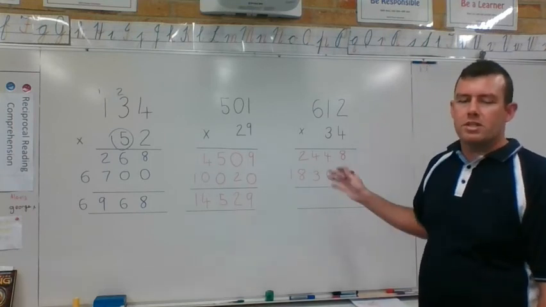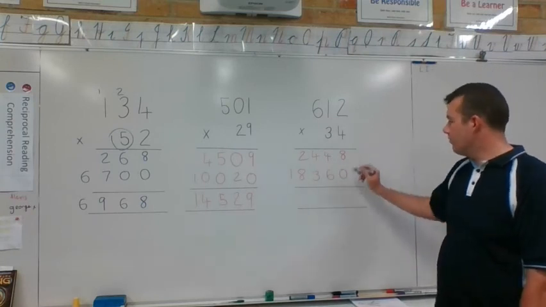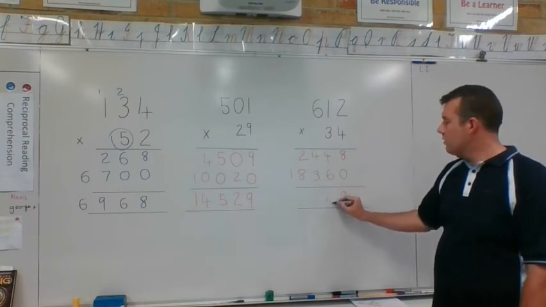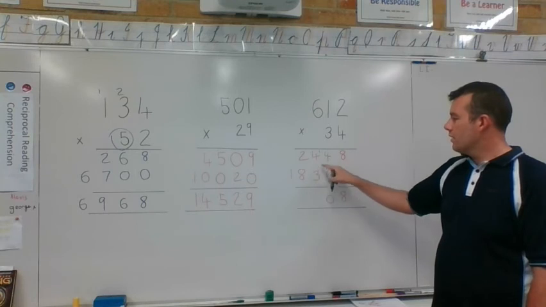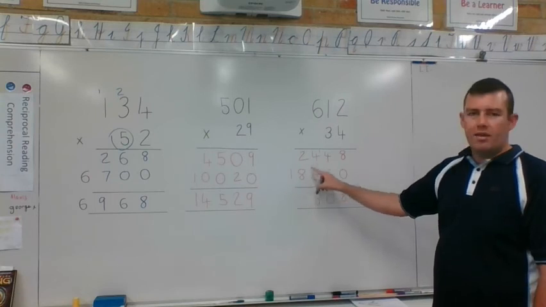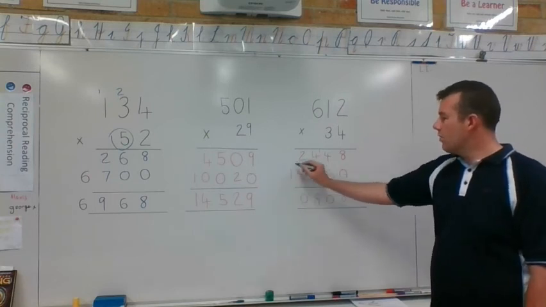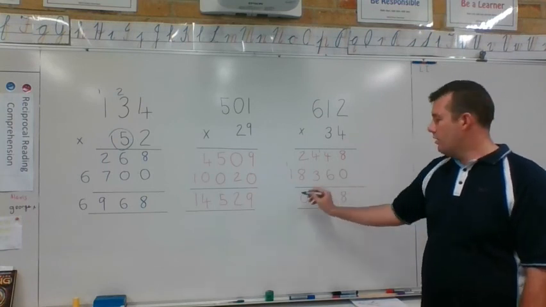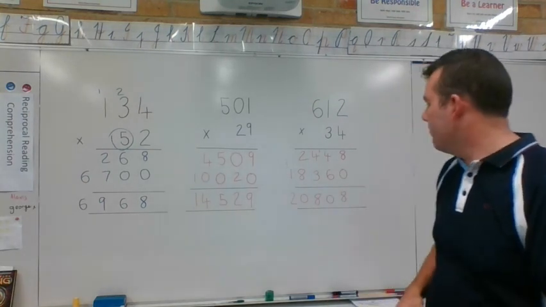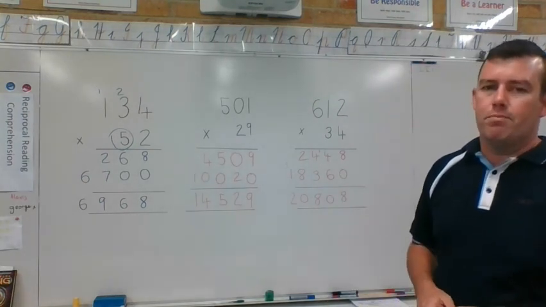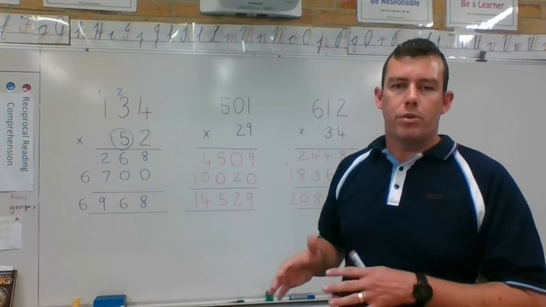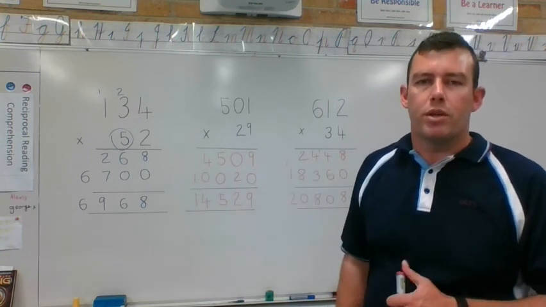Step number 3, final step, is to add our two products together. 8 plus 0 is 8. 4 plus 6 is 10. So 0, carry the 1. 3, 4 and 1 equals 8. 8 plus 2 equals 10. 0, carry the 1. 1 plus 1 equals 2. So we have 612 times 34 equals 20,808. Remember, our learning intention today was for you to be able to solve multiplication using the extended multiplication strategy.